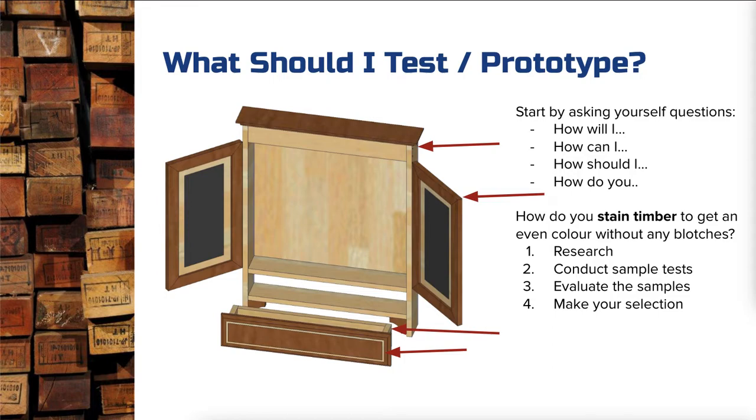The second part is to then conduct some sample tests. And this is where we would go and get some timber from the workshop, some offcuts, for example, and we would test all of the different methods that we'd found in our research on how to appropriately apply stain to timber. We'd then look at those samples and say, which one do we think was the best? And then we make a decision about what method are we going to use. So that's the process I'd follow.